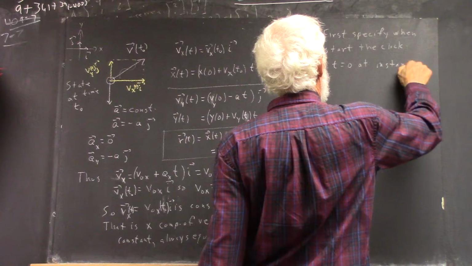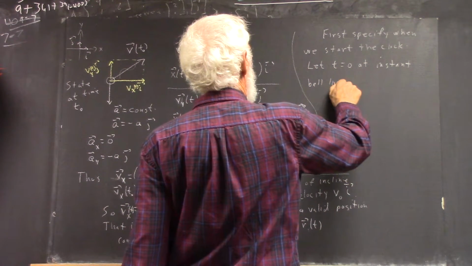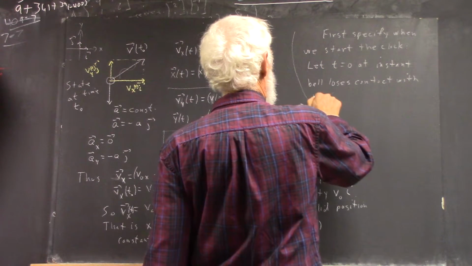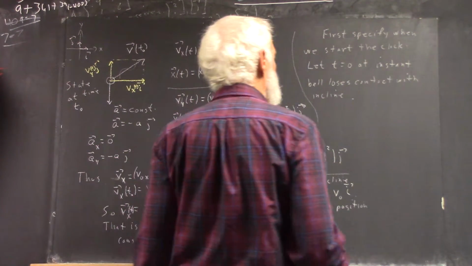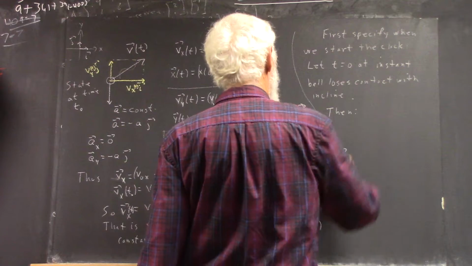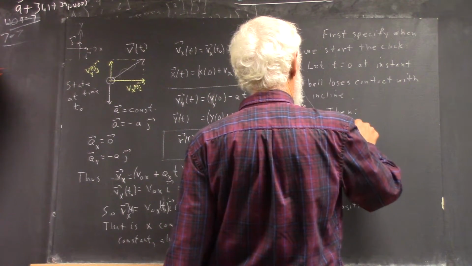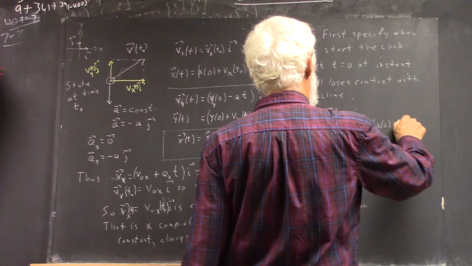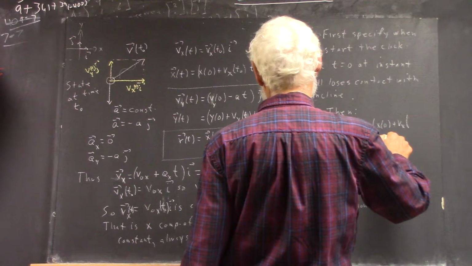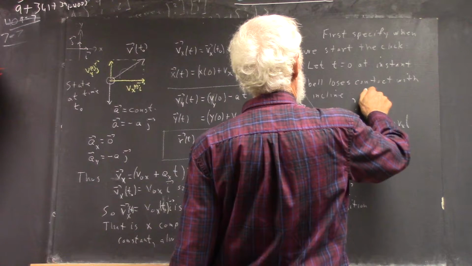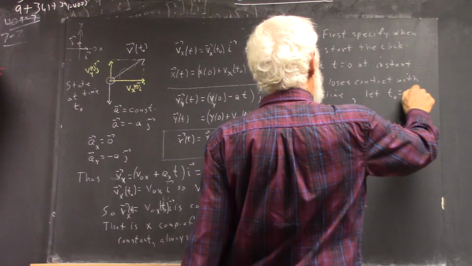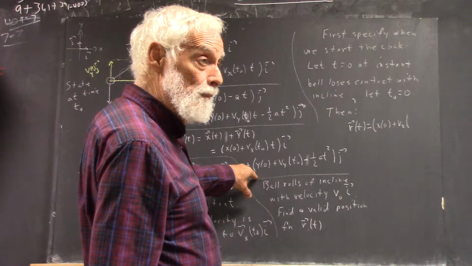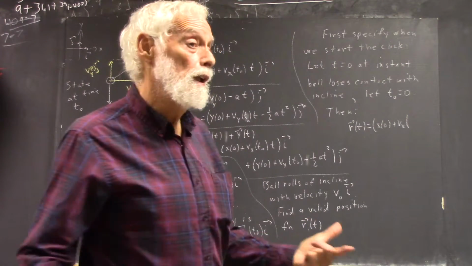Let t equal 0 at the instant the ball loses contact with the, what do they call the thing? Incline. Then r of t equals what it does. We're going to let t naught equal 0, and we need to have a t naught to use this expression. We're going to let t naught equal 0 because that's where we know the velocity.